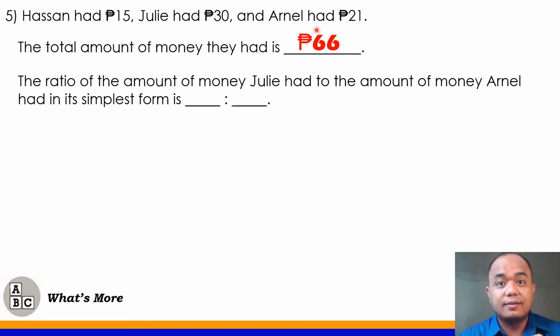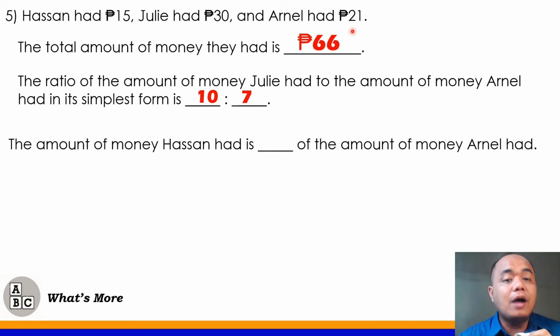Correct, 3. So yung 3 na yan class, ang gagamitin nating divisor sa pag-divide ng 30 at saka 21. Now, 30 divided by 3, how much? Correct, 10. How about 21 divided by 3, how much? Correct, that's 7. So, ibig sabihin, yung ratio ng money ni Julie sa money ni Arnel is 10 is to 7.